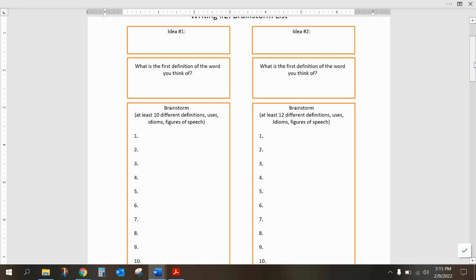All right. So if you're stretched, you know what? You just got to give it up and go with a different word. If you find that a lot of your definitions are the same, once again, not a good word. Find one that has a wide variety of definitions.